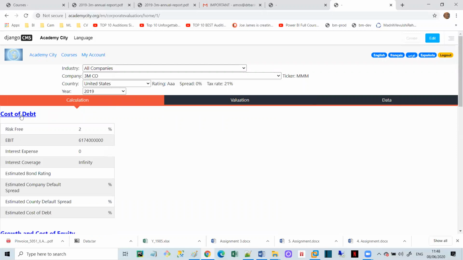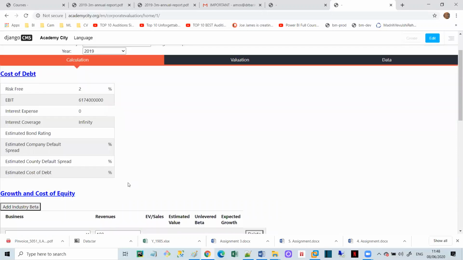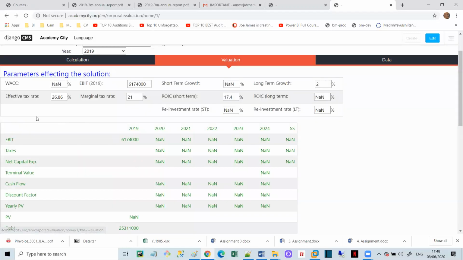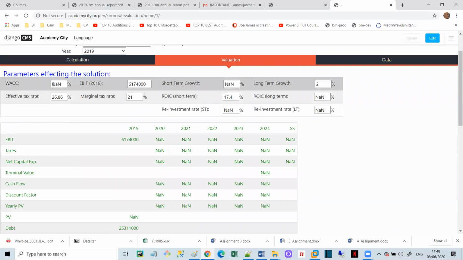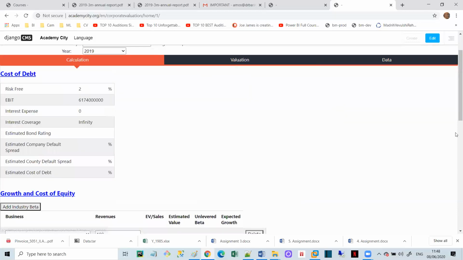We're still here on cost of debt, cost of equity, and then we'll go to valuation, and we'll see how the WACC is being calculated. So bear with me, okay? I promise I will come back and give you a complete answer.